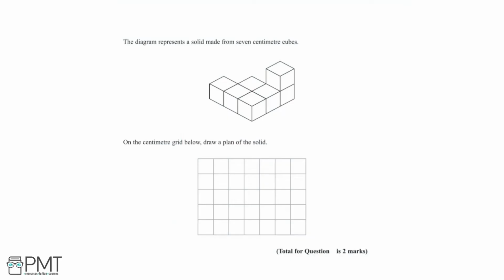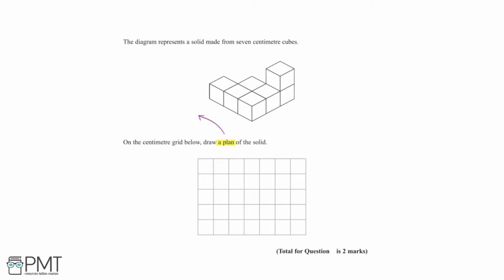In this question, we're given a diagram which represents a solid made from 7 centimetre cubes. On the centimetre grid below, we're asked to draw a plan of the solid. And so the first thing that we can do is to define what a plan means. A plan of a 3D shape is a 2D drawing of the 3D shape when it's looked at from above.